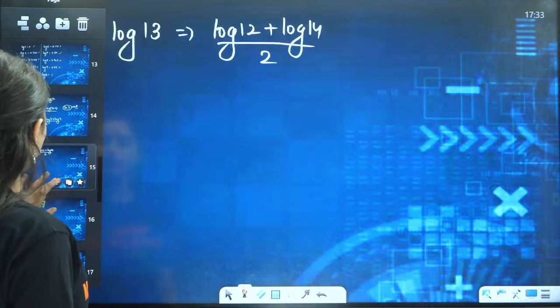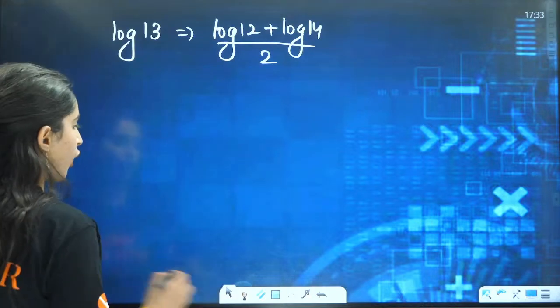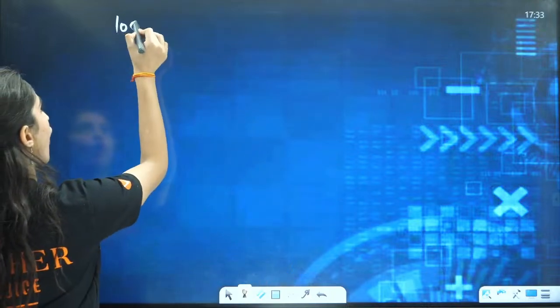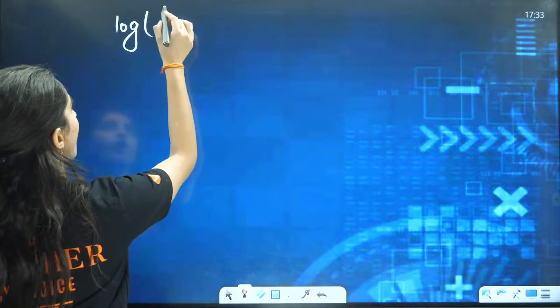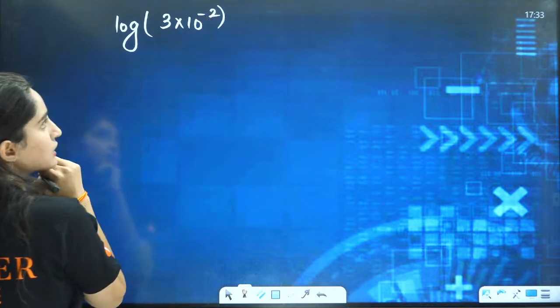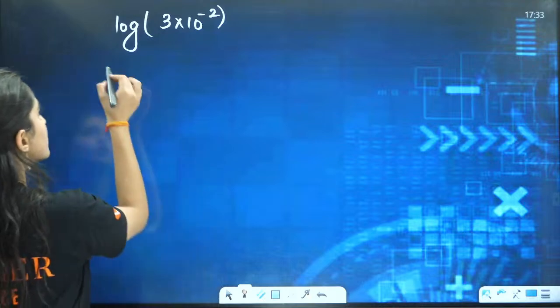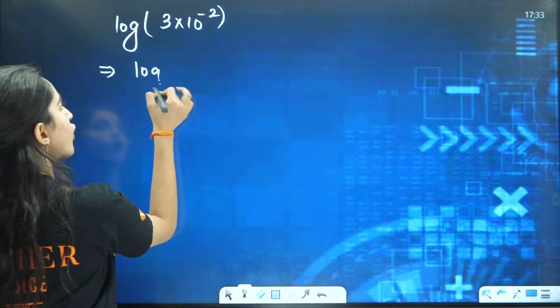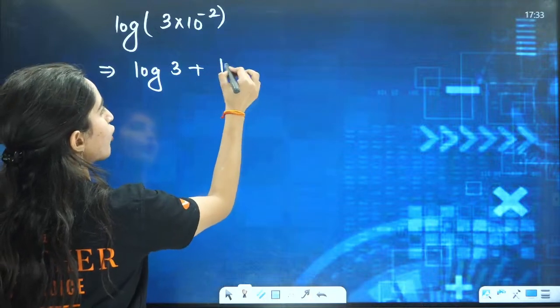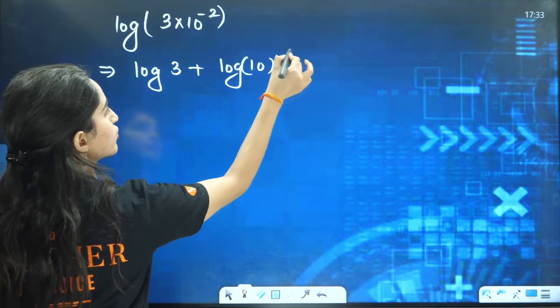Now, any problem in calculating log? Let us see one value of log. For example, in the question, they have log of 3 into 10 raised to power minus 2. So now the answer will be log of 3 plus log of 10 raised to power minus 2.